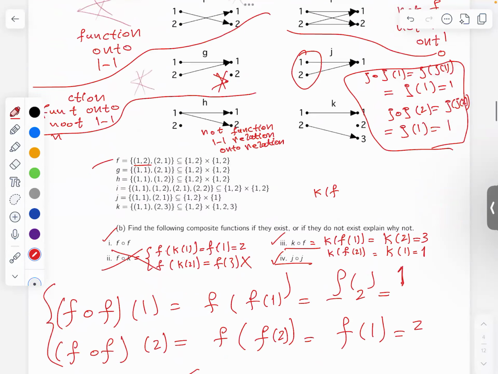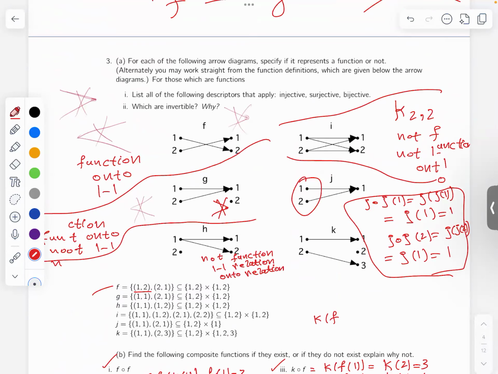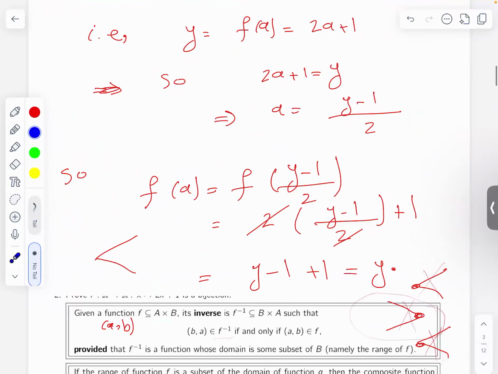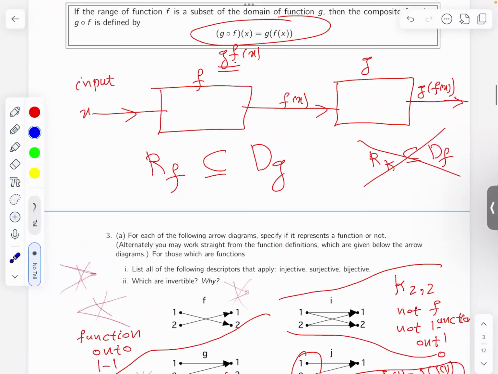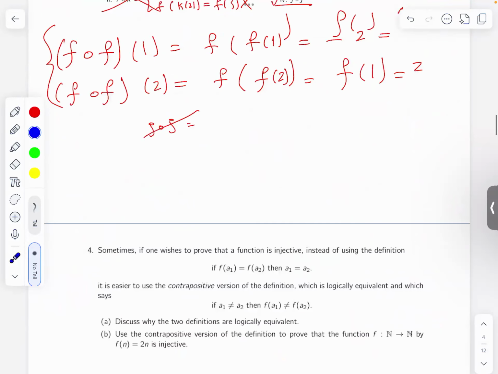This one is done as well. Just make sure that the domain of the second function should be a superset of the range of the first. The range of the first function should be a subset of the domain of the second function, or outer function. All right, is there any ambiguity or anything unclear that I can explain more?